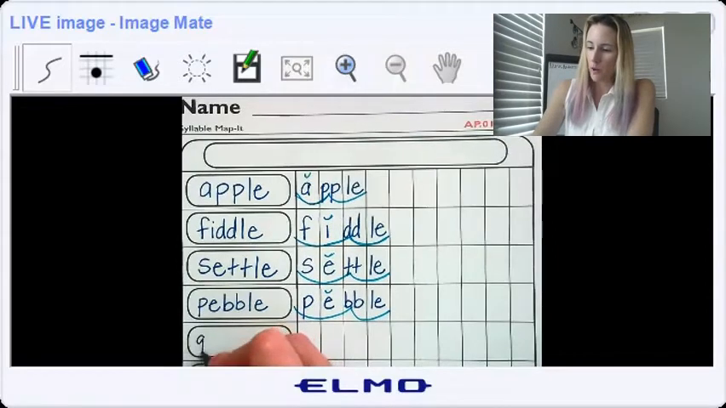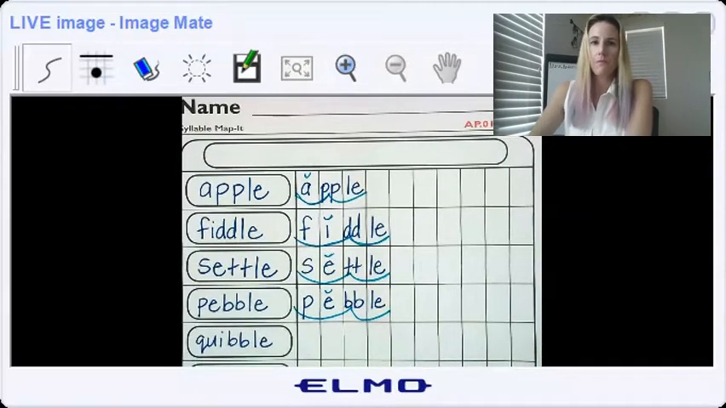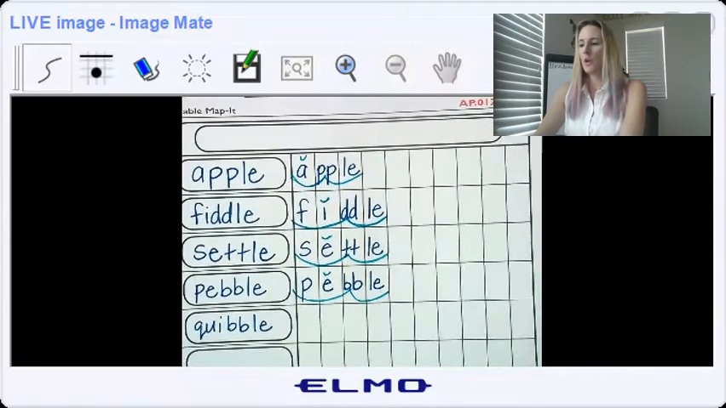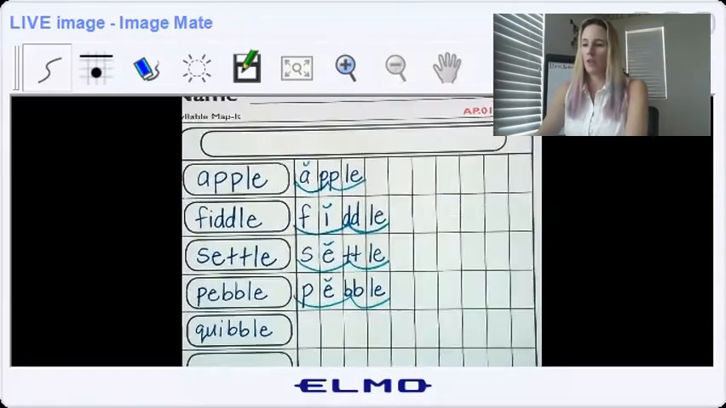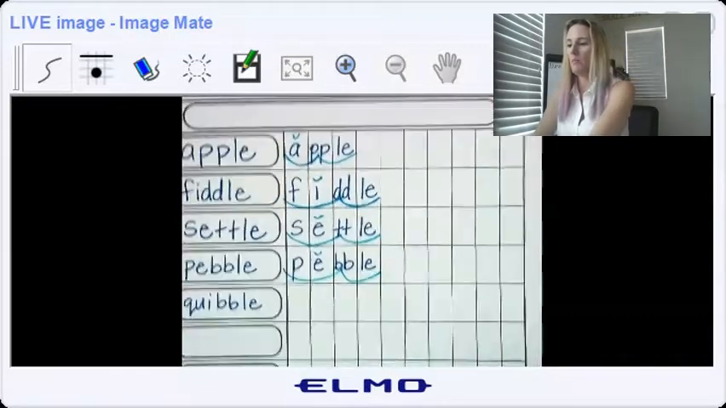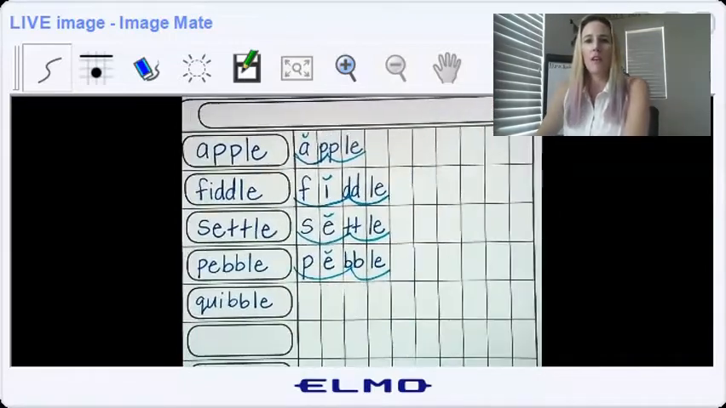This word you might not have heard before. See if you can read it. This word says quibble. Quibble. Okay. So in our story, a quibble is going to be like a little fight that some friends get into, right? They have a disagreement about something. So we would say they're having a quibble.